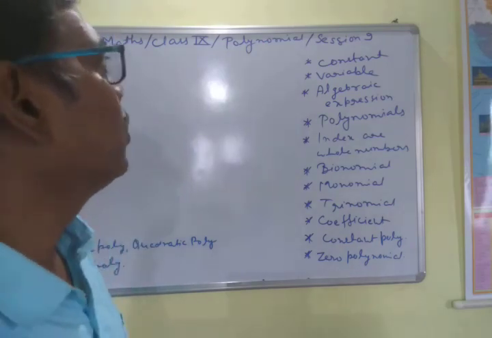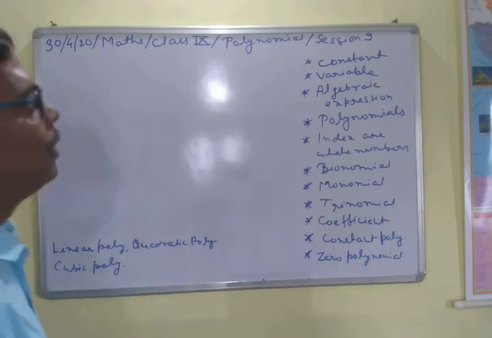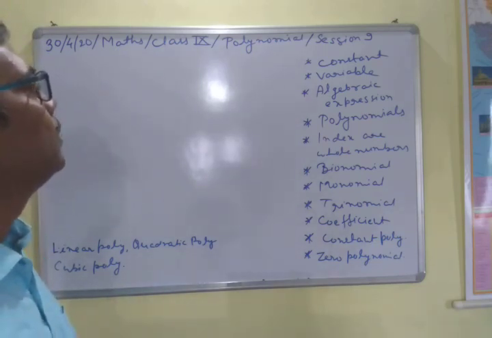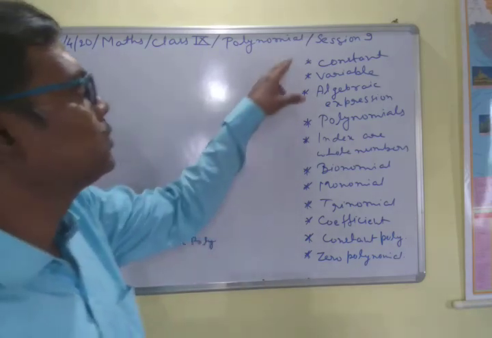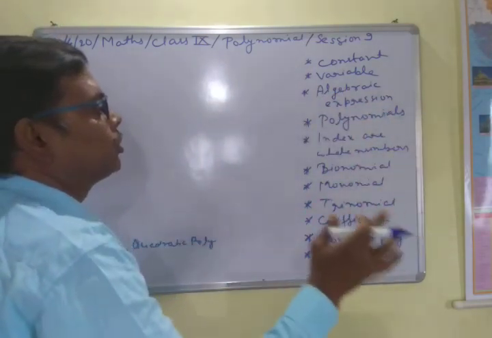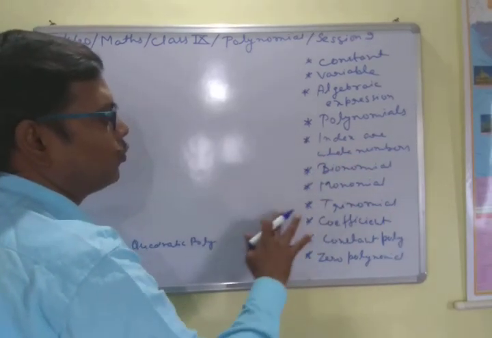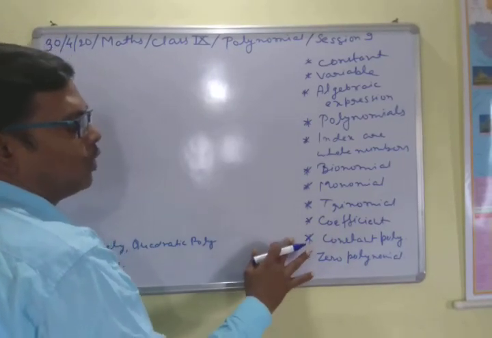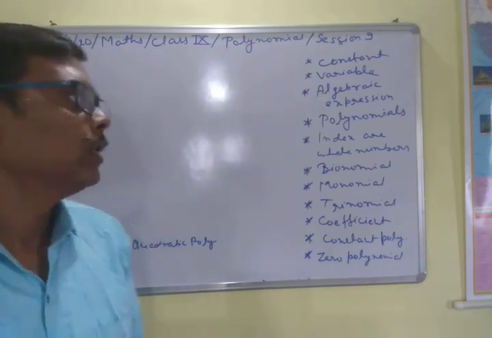Today I am going to start polynomials, and this is chapter 7. In this chapter on polynomials we will discuss these topics: what is the meaning of constant, variable, algebraic expressions, polynomials, index, whole numbers, binomial, monomial, trinomial, coefficient, constant, polynomial, zero polynomial, then linear polynomial, quadratic polynomial, cubic polynomial. So these are the topics which you must know in this chapter.